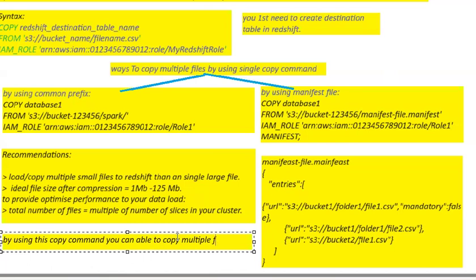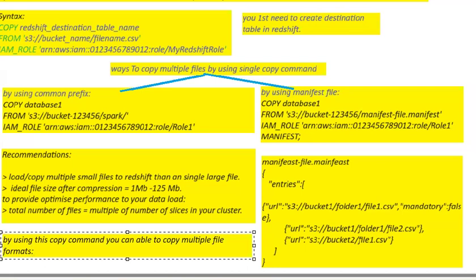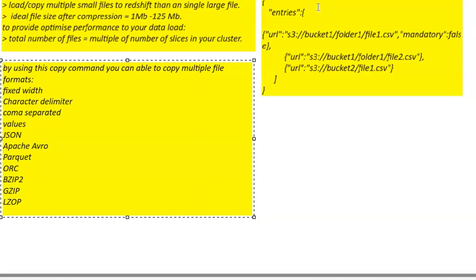Multiple file formats. Even this copy command supports more formats compared to your insert command. You can copy normal files and delimiter files, and you can copy compressed files as well to your Redshift. Whereas the insert command supports only a few file formats. So these are the different file formats supported by the copy command.